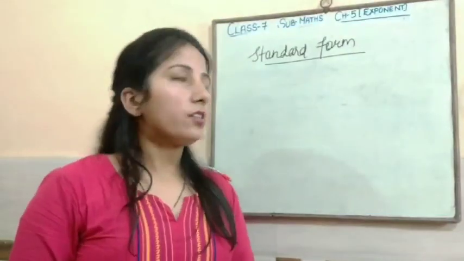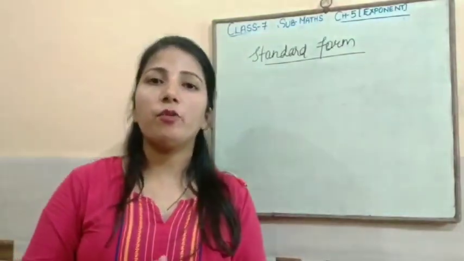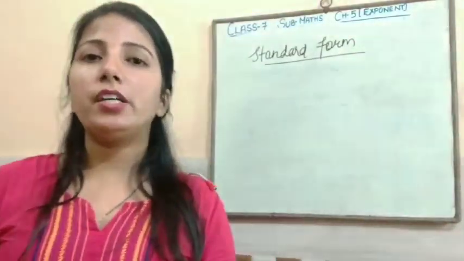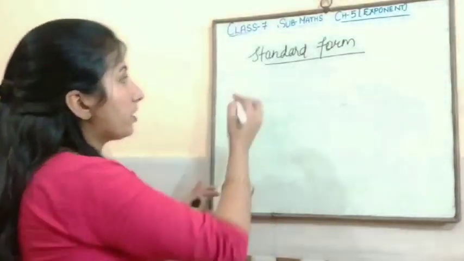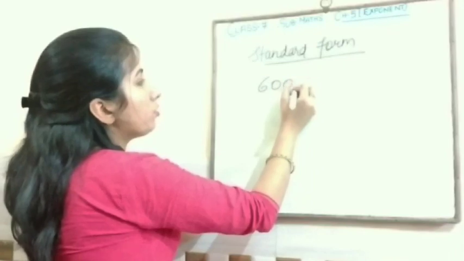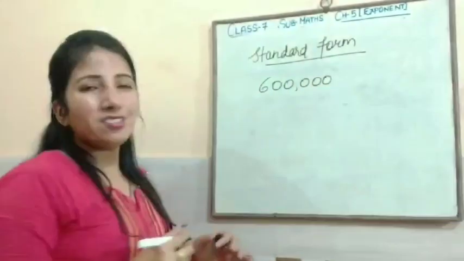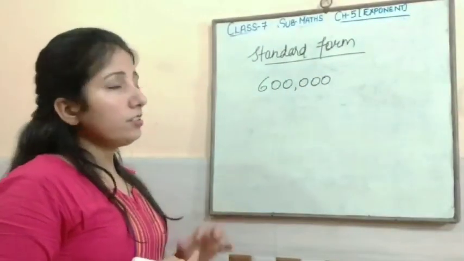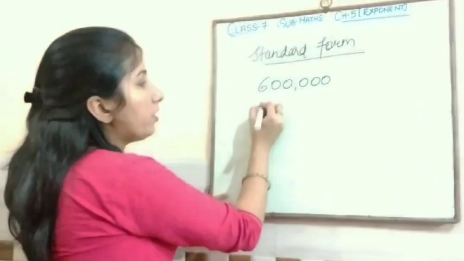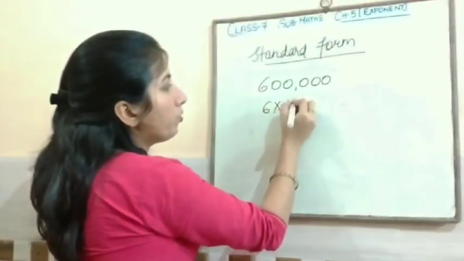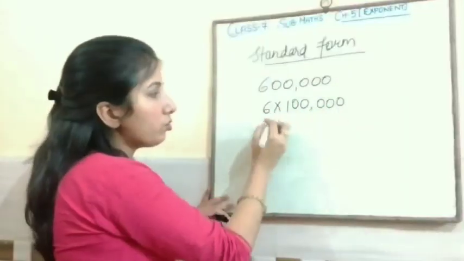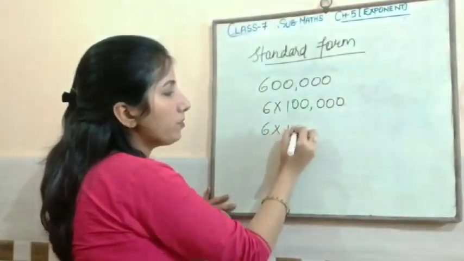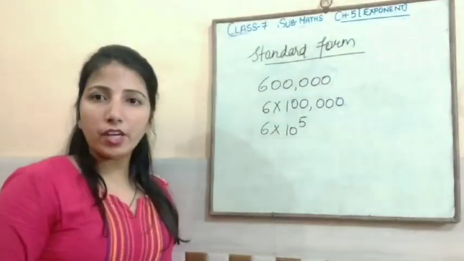So our next topic is standard form. What is standard form? When we write a very large number into small form, then this is called standard form. Large number, look, for example this is 600,000. This is very large number and we want to write this in short form or small form. So we can write this as 6 into 100,000. So how many 0? 5 0. So we can write this in exponential form 6 into 10 to the power 5.